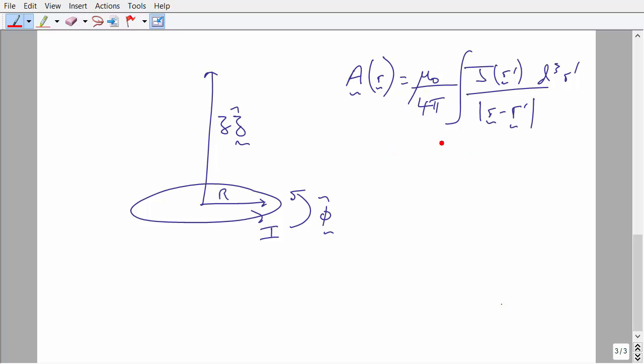So before we go any further, let's convert this expression for A into our one-dimensional form using delta functions as we did before.